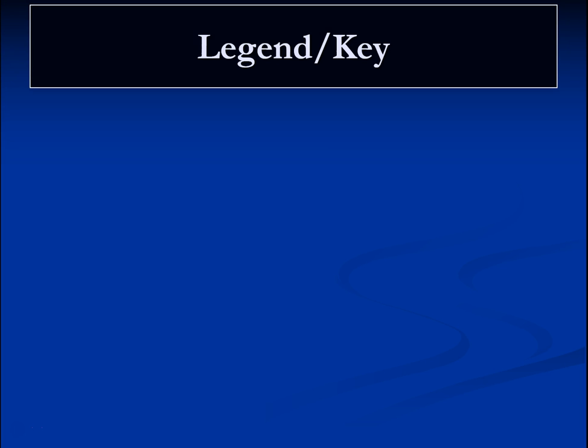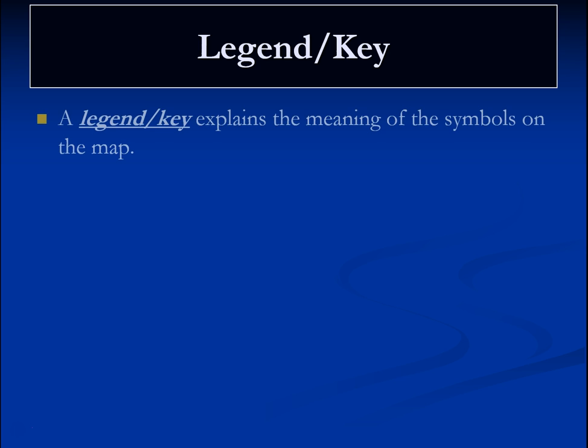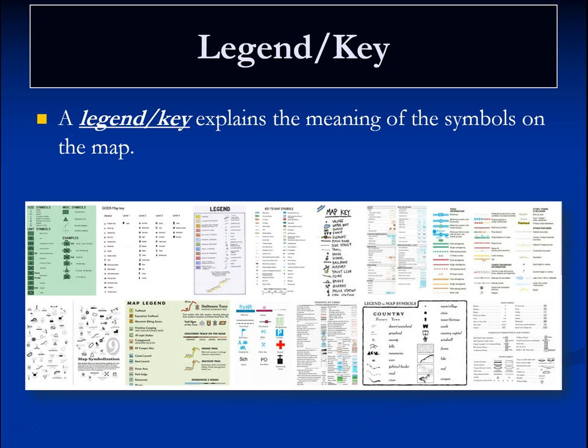Legend or key. These two are synonyms. They mean the same thing. A legend or key explains the meaning of the symbols on a map. All of these are examples of legends or keys. And on every map there are many, many different symbols. Different things that represent different things in the real world. Cities, oceans, capital cities, countries, many different things. And that which tells you the meaning of those symbols is called a legend or a key. And it helps the geographer to let you know where things are on a map.